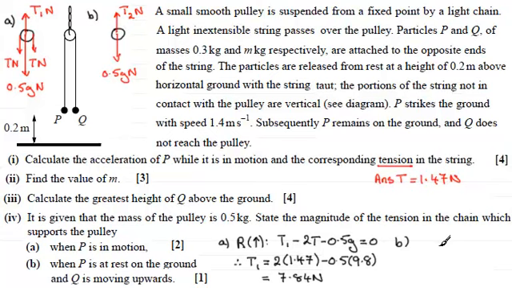So when it comes to, again, resolving upwards, then we have got T2 minus 0.5 g must equal 0. So therefore, T2 equals 0.5 g, and if you work that out, 0.5 times g, 9.8, turns out to be 4.9. So that's our tension in the chain then when P hits the ground.